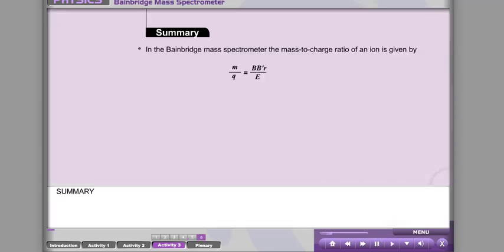Summary: in the Bainbridge mass spectrometer, the mass-to-charge ratio of an ion is given by m/q = B'r/E.